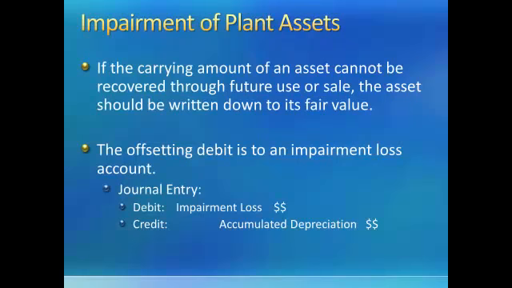The journal entry to record this transaction is to debit the impairment loss and credit accumulated depreciation. The amount of the journal entry should result in the book value or carrying value of the asset being equal to its expected future benefit or market value.